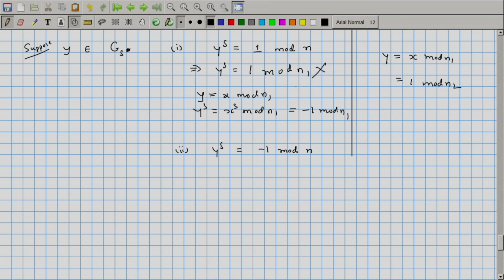If y raised to s is minus 1 mod n, in that case this would imply that y raised to s is equal to minus 1 mod n2. If y raised to s is minus 1 mod n2, that directly contradicts with y equals 1 mod n2, because if we raise both sides to power s, we will get y raised to s is equal to 1 mod n2. So, in either case we get a contradiction. So, that would mean that y does not belong to GS star.